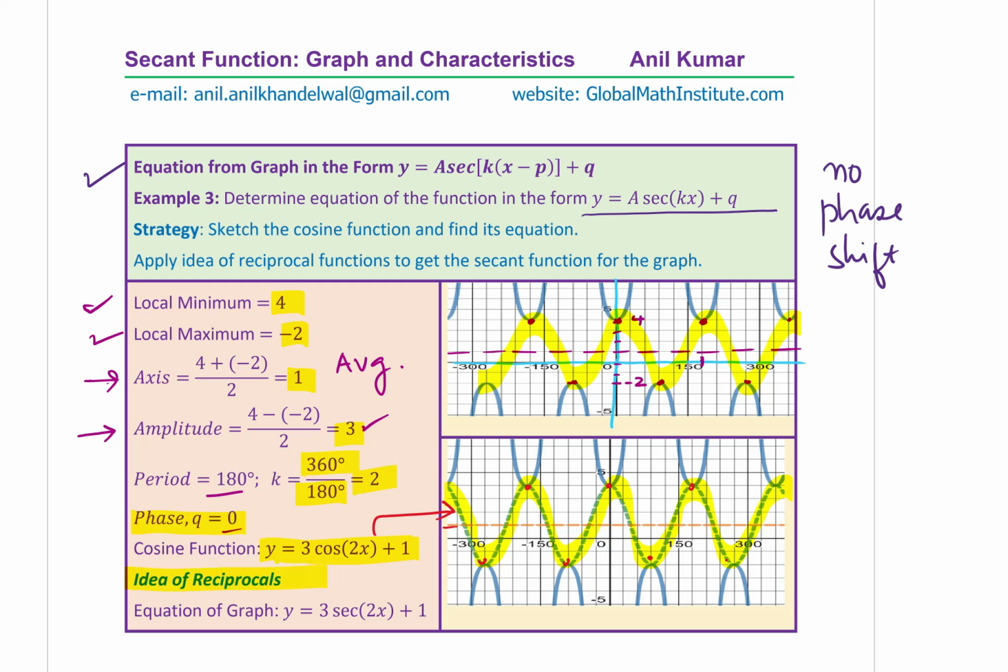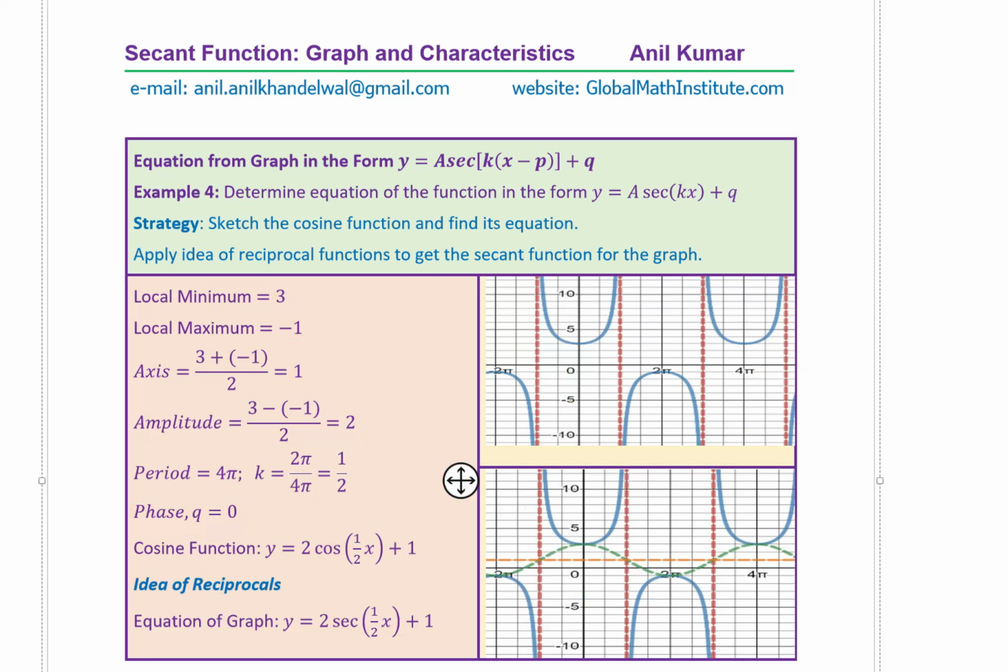Now, using the idea of reciprocal, just replace cos with secant and you get your result. So we get our final function as 3 secant 2x plus 1. Perfect. That is how we can very easily get the equation of the secant function from the given graph. Got it, right? Let's take another example.